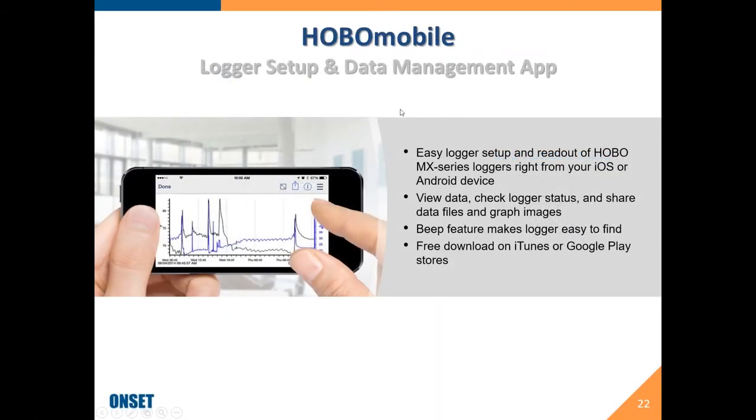HOBO Mobile is our application support for both the MX series indoor loggers and the MX2300 series outdoor loggers. Same interface, easy to use, easy to set up. They work, again, as we said, on the Apple iOS operating system or Android devices with Bluetooth. You can view data, check logger status, share the data files, and even look at graphs on it. There's a beep feature on the indoor loggers that will make a noise if you get close to them in case you forget where you placed them. And this HOBO Mobile app is a free download from either the iTunes store or the Google Play store.